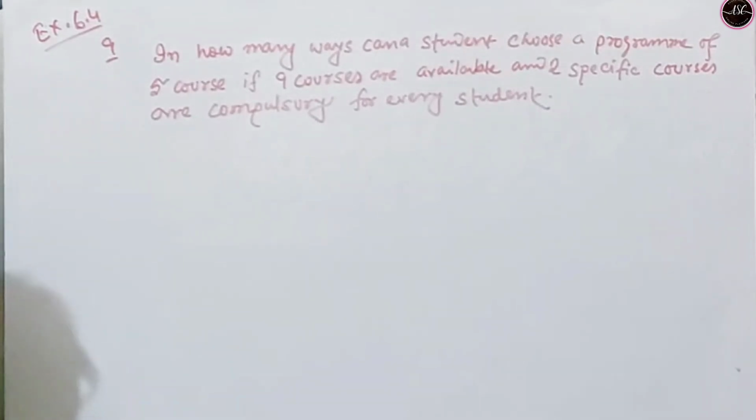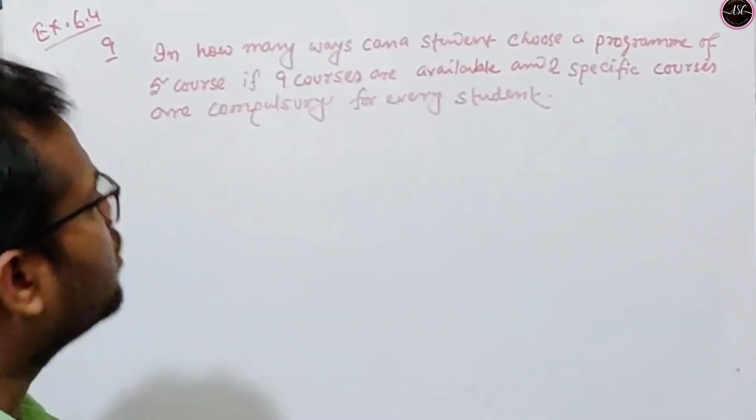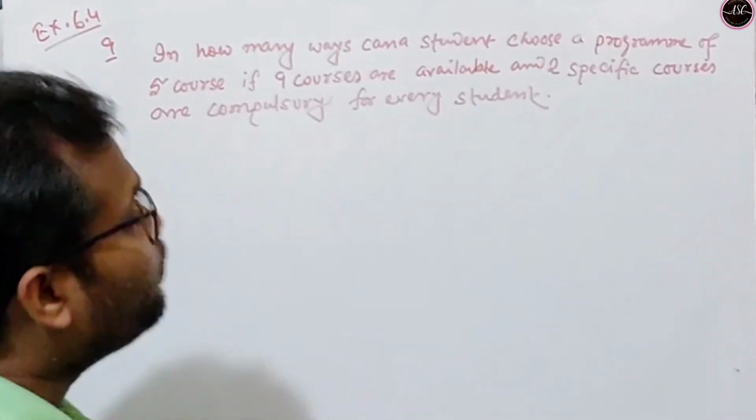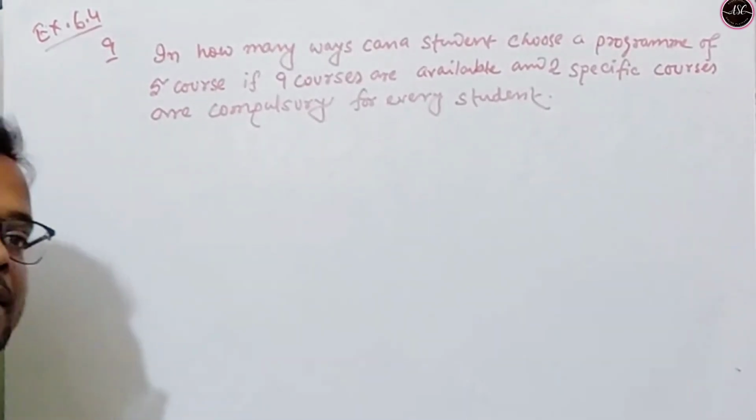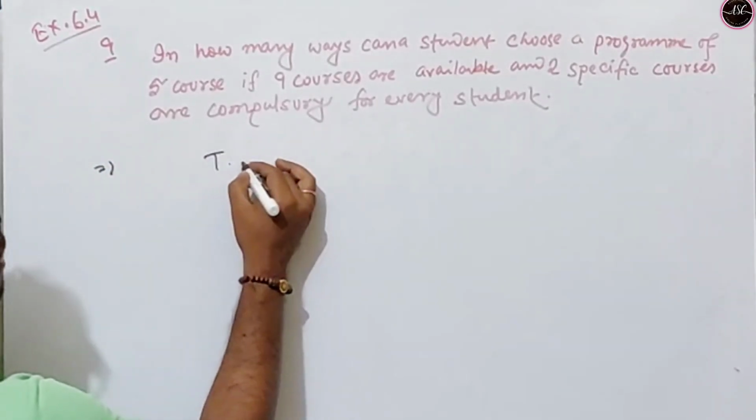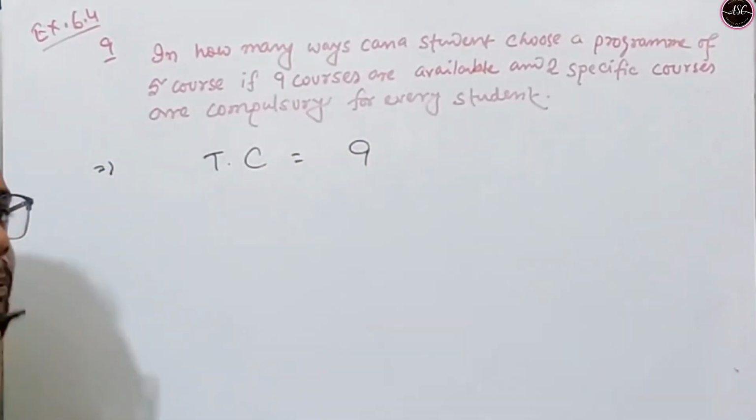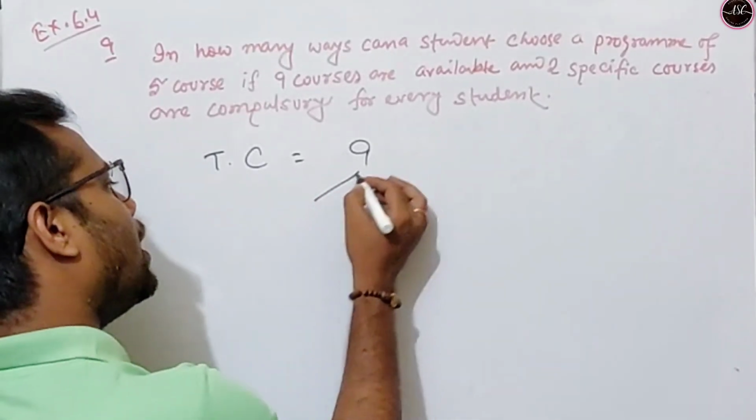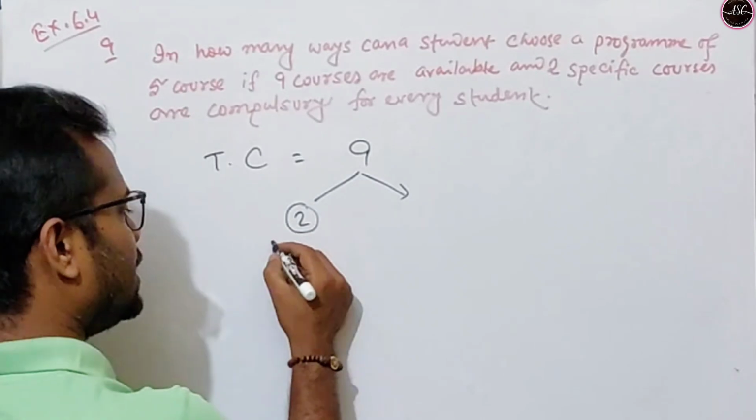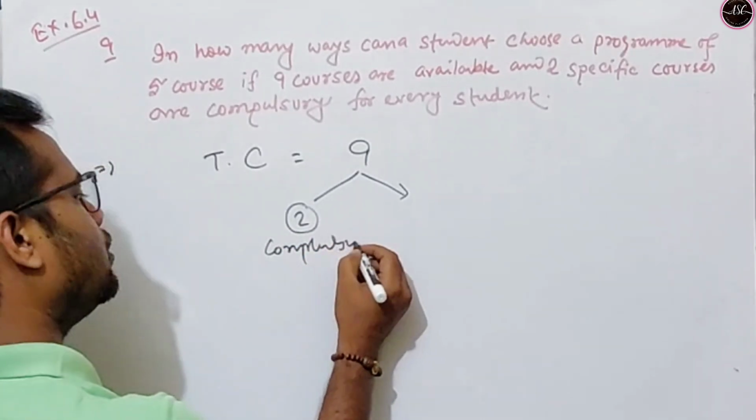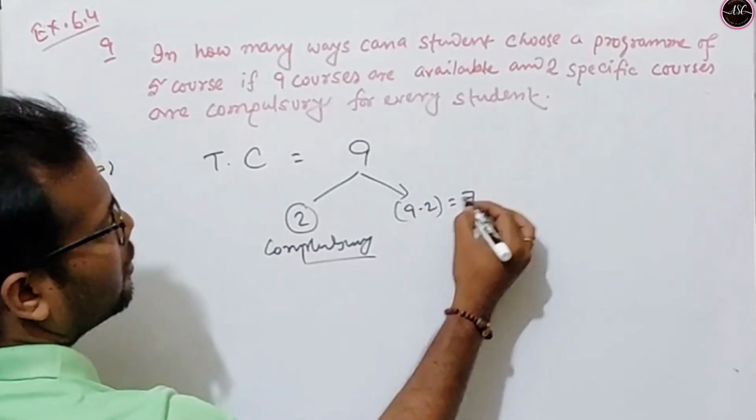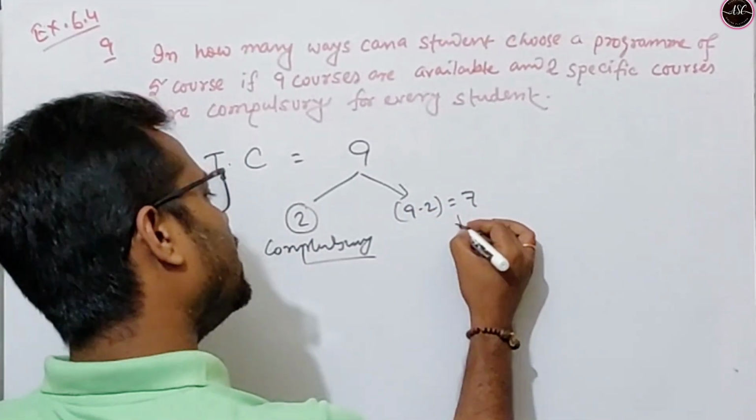Look at this question. In how many ways can a student choose a program of 5 courses if 9 courses are available and 2 specific courses are compulsory for every student? Okay. So total courses equal to 9. Among these 9 courses, 2 are compulsory. Okay, and the remaining 9 minus 2, that means 7, can be chosen.